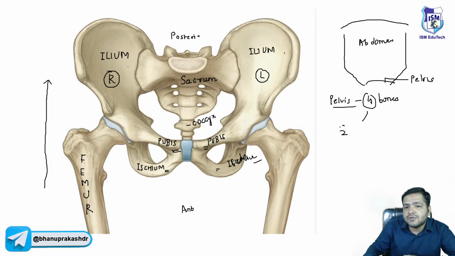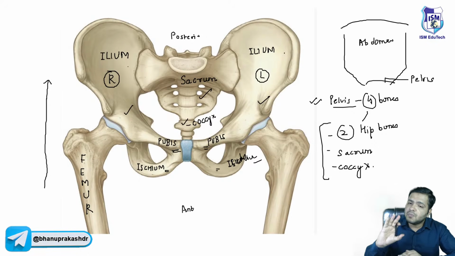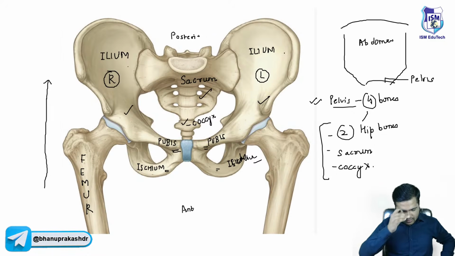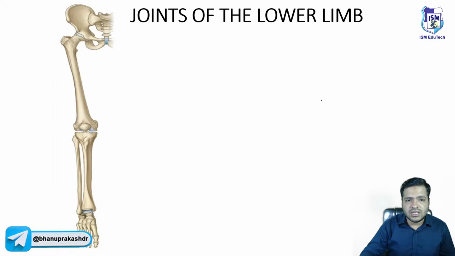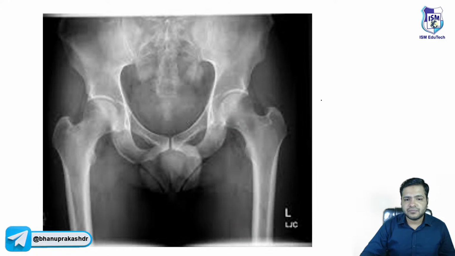We have 2 hip bones, and we have the sacrum and the coccyx. Mention this too, because you should know the difference: if the bones of the pelvis are asked, the hip bones also come in the pelvis. We have the sacrum and the coccyx. I hope this is clear to each one of you.